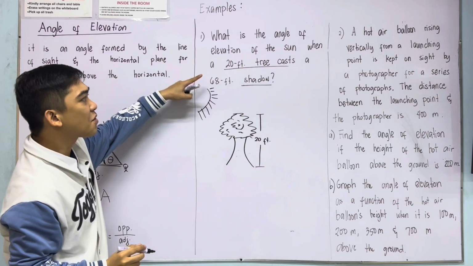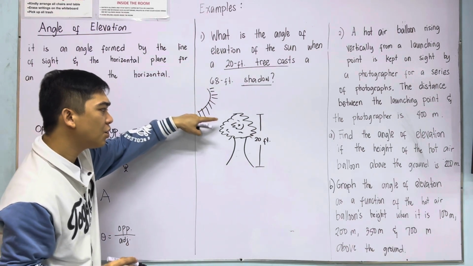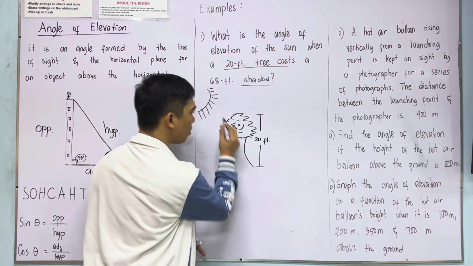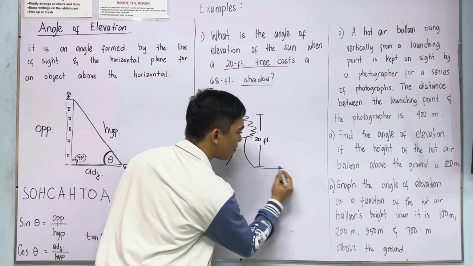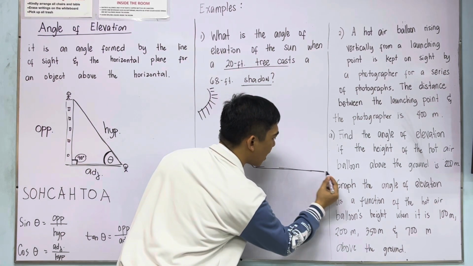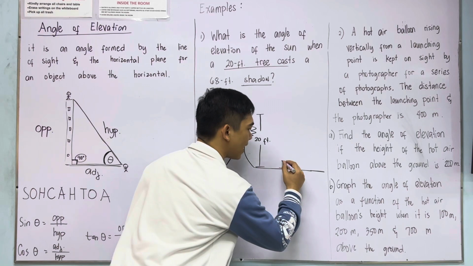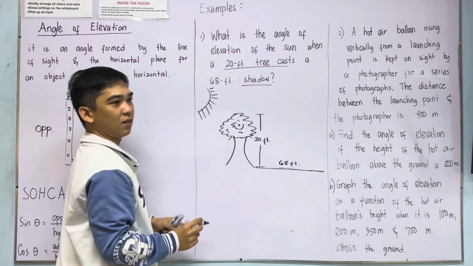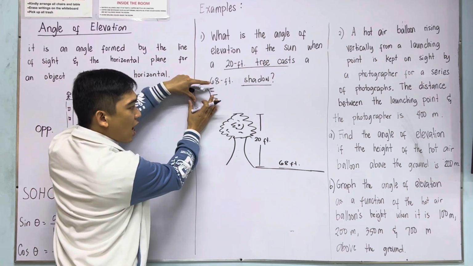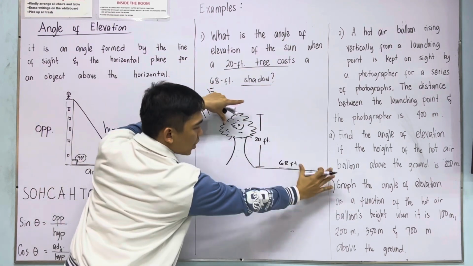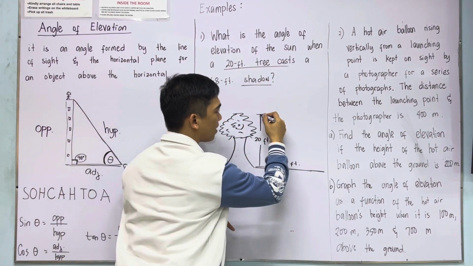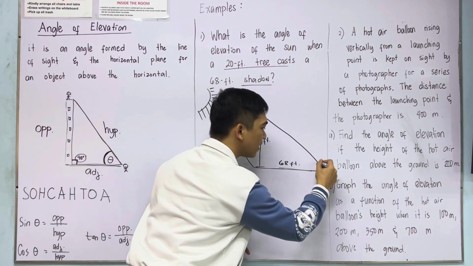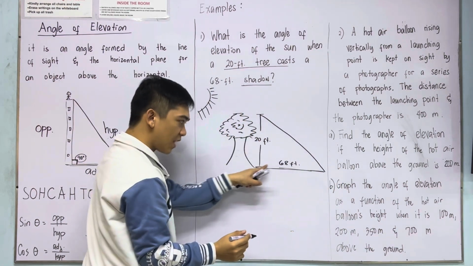Tapos, nag-create siya ng shadow. Ano yung shadow niya? Papunta dito. Kung dito yung sun, syempre may shadow yan dyan na 68. So, may 68 feet daw dito na shadow. Gets niyo? Kung dito yung sun, dito yung puno, may shadow siya ngayon na nag-create. So, ito na ngayon yung ating right triangle.